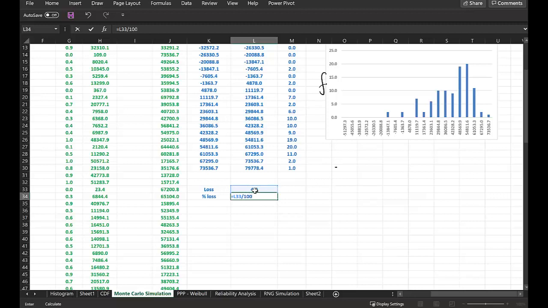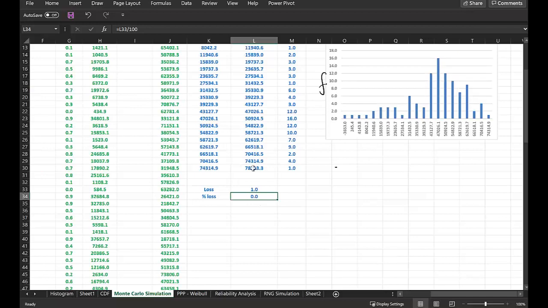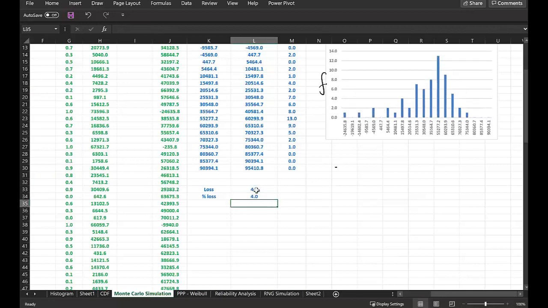So you see one important point, I have to also multiply by 100. That will give me the percentage loss. So this is around 4%. So you see each time we are using this, the number keeps changing.